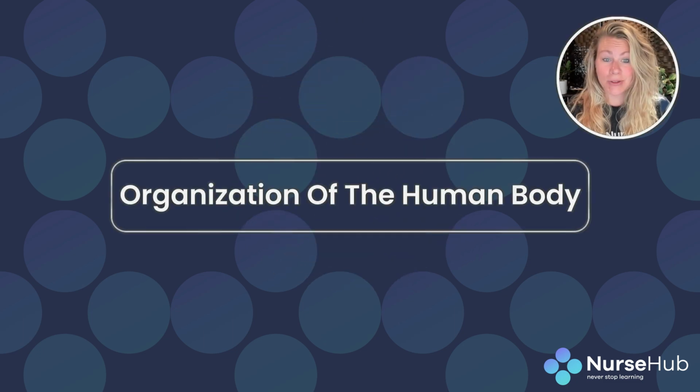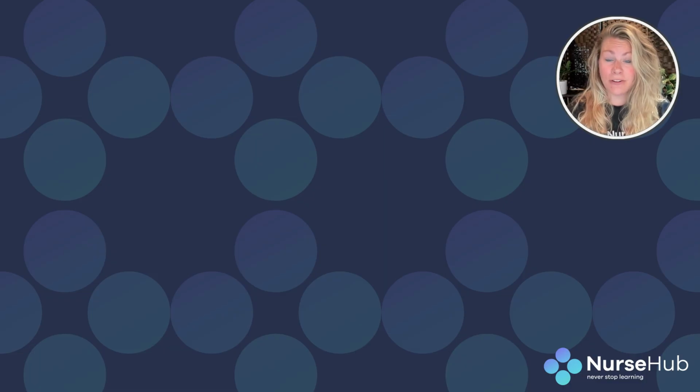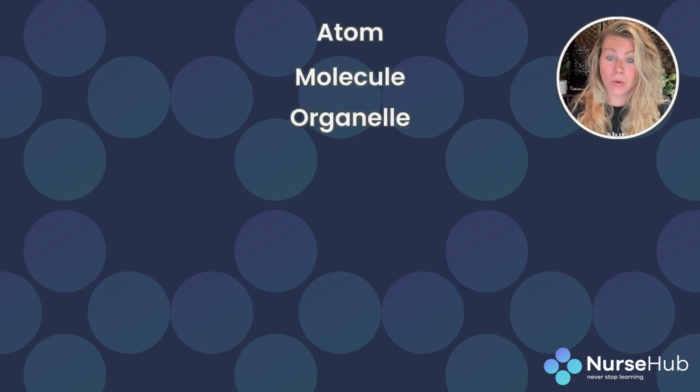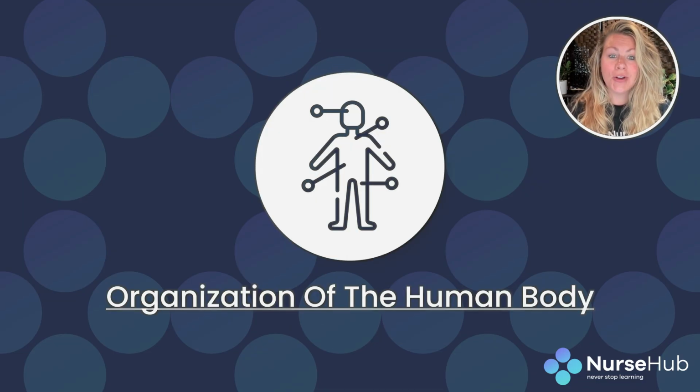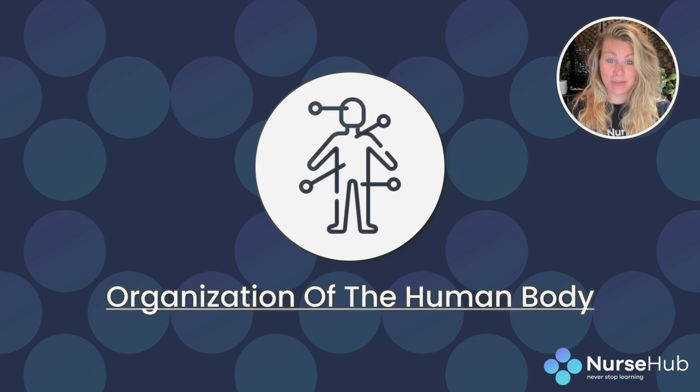The first topic is the organization of the human body. You're going to need to know the levels of organization, and that's going to be really important. The 8 levels of organization, from most basic to most complex, are atom, molecule, organelle, cell, tissue, organ system, and finally, the organism. You'll also need to know the locations of the different body cavities, what anatomical position is, how the body is divided into different planes, and types of human tissues.